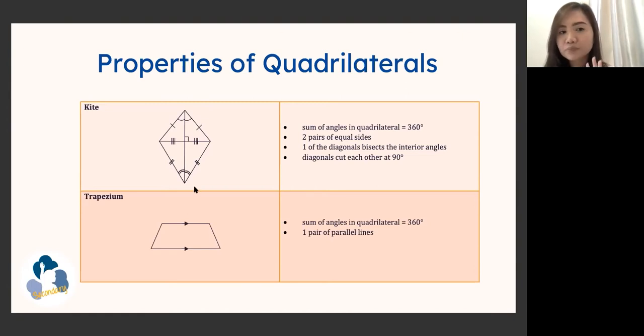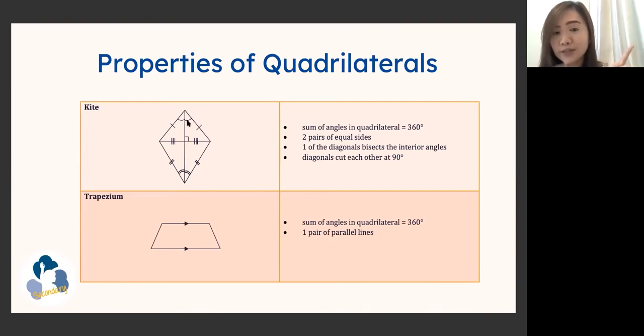So a kite has two diagonals. One is the shorter one, the other one is the longer one. Only the longer one will bisect the shorter diagonal. Bisect, that means cut the shorter diagonal into two halves, and also bisect the interior angles. Only the longer one would do that.